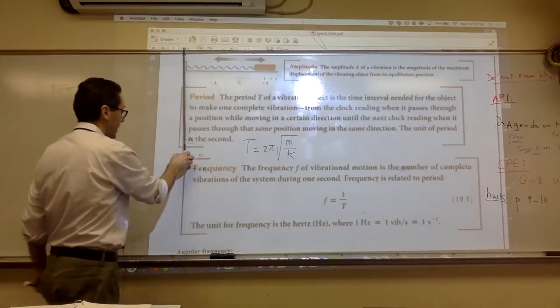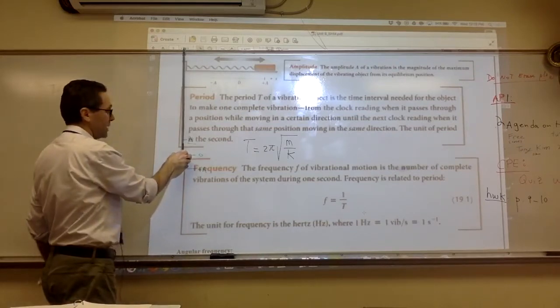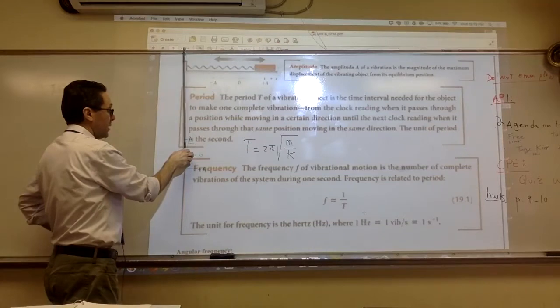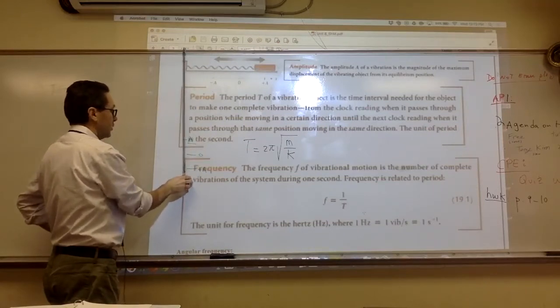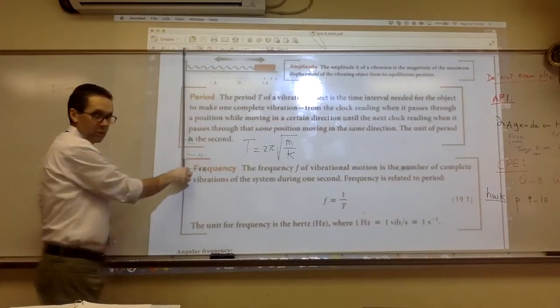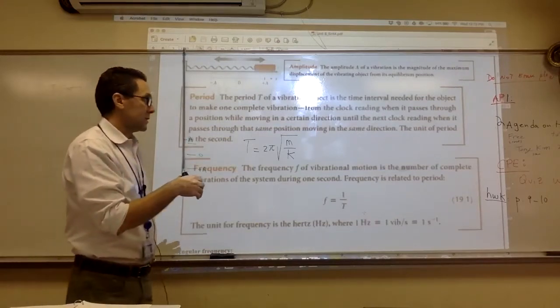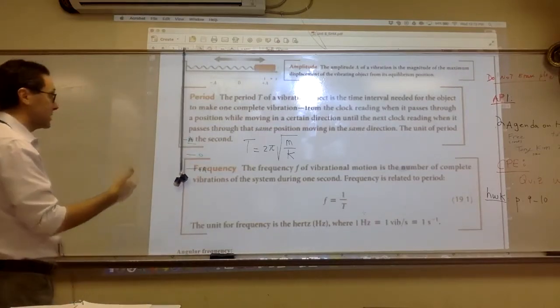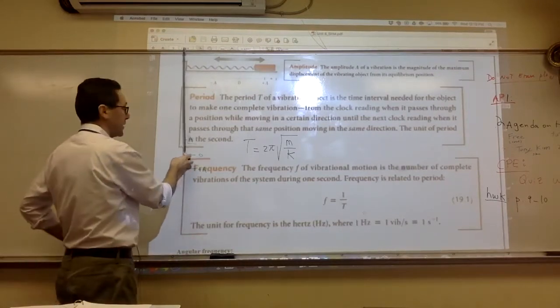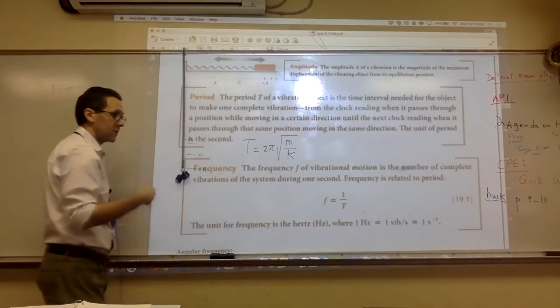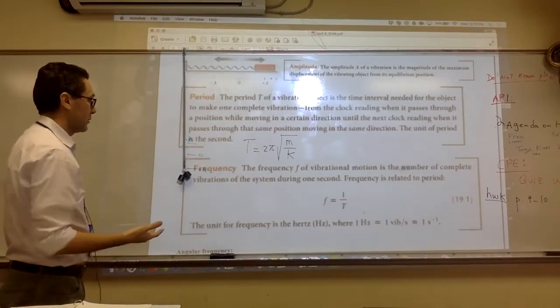If I have a heavy mass, more mass means more inertia, which means it's going to take a longer time to get down there. It's going to take a longer time to go back. So in other words, more inertia means more resistance to change, right? So if it's heavy, it's going to resist more, which means it's going to take longer, okay?